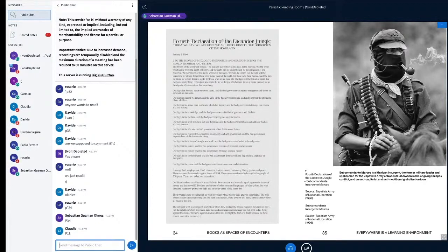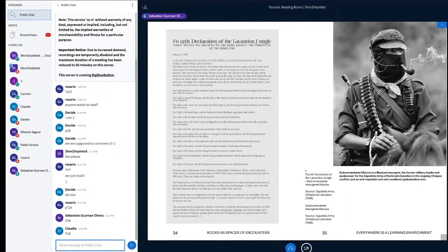Our fight is for a job which is just and dignified, and the bad government buys and sells our bodies and our shames. Our fight is for life, and the bad government offers death as our future. Our fight is for respect, for our rights and sovereignty and self-government, and the bad government imposes laws of the few on the many. Our fight is for liberty of thought and walk, and the bad government builds jails and graves. Our fight is for justice, and the bad government consists of criminals and assassins.